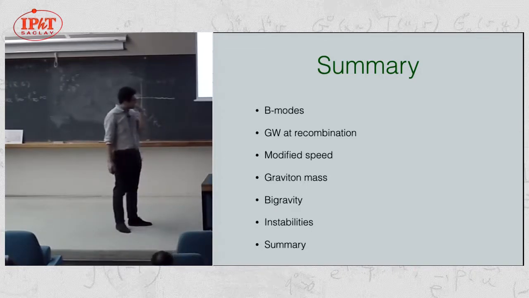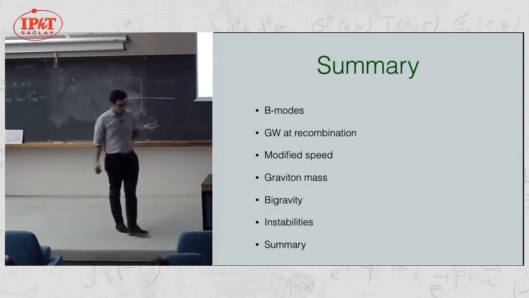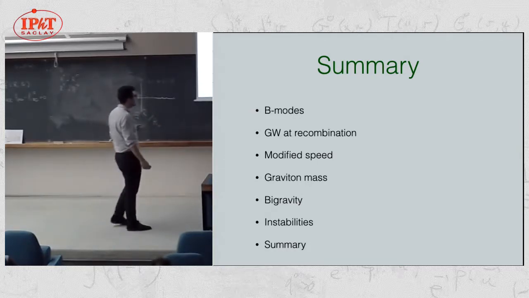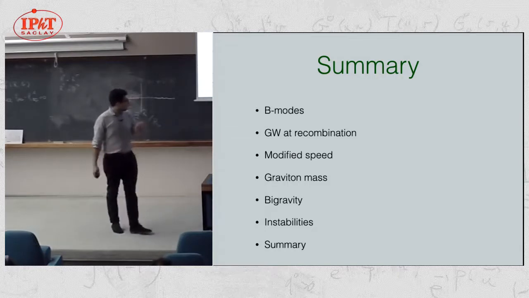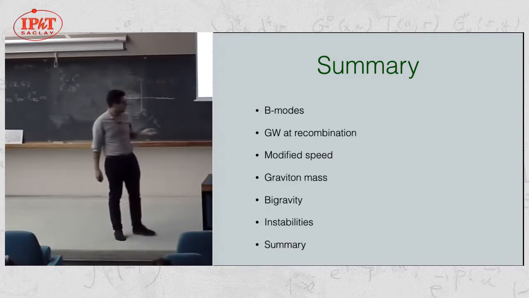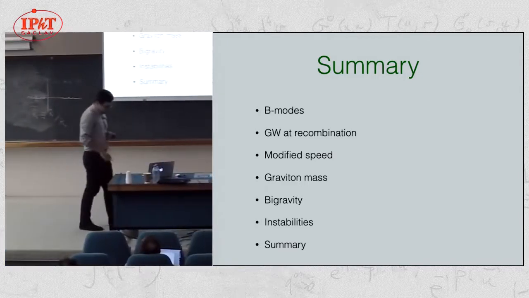So we're going to take what the signatures on the B-mode would be from a modified speed of sound for the tensor modes, then what the signature would be for a graviton mass, and after that we're going to see what will happen if we have bigravity and if we include the instability. So what will happen with all these cases.